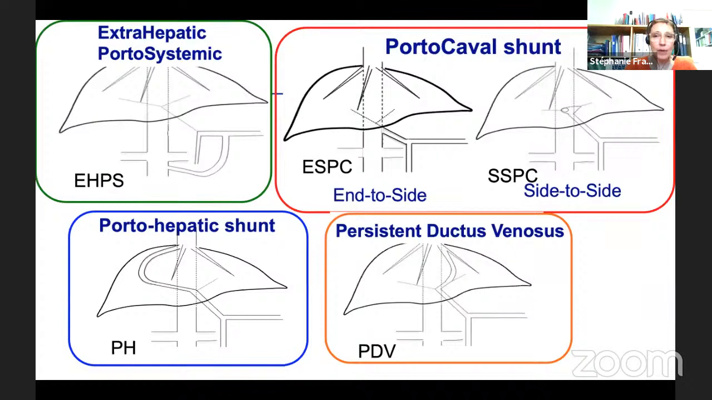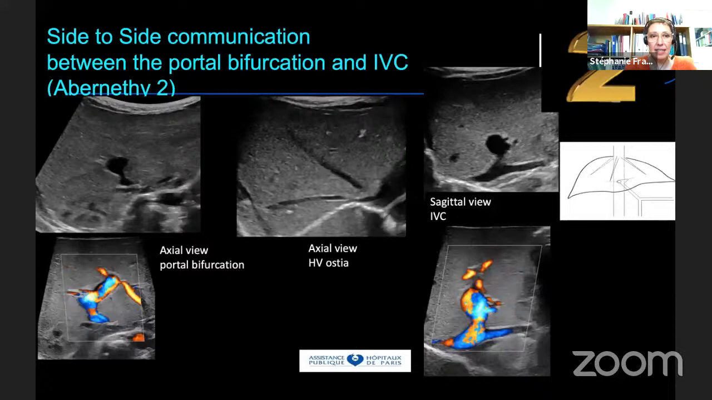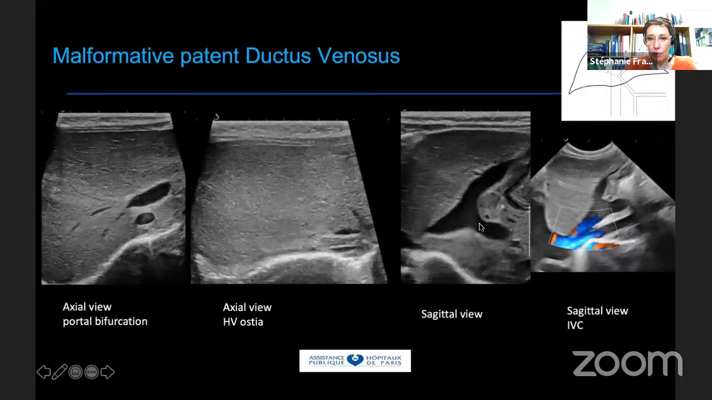The most frequent thing you will see, and probably you have already seen, is portohepatic shunts. There are communications between portal and hepatic veins. The second most frequent is the communication between the portal bifurcation and the IVC at a level lower than the ductus venosus when you look on the sagittal view. And here is the malformative pattern, ductus venosus. Here you have the main portal vein getting in the liver, the left portal branch, and the ductus venosus that is very large and patent, going into the IVC.